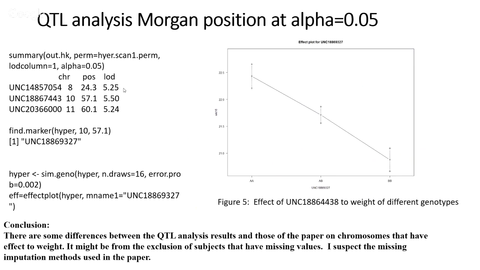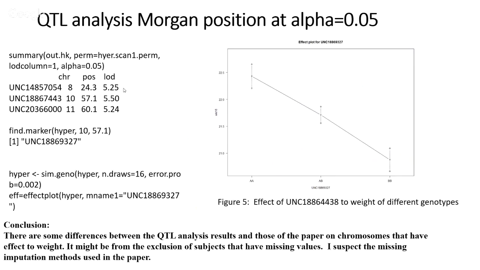And we use the simulate genotypes function with the error probability 0.02, the same as the paper, and we can see the effect plot. From figure 5, we can see the marker's effect on the weight is clear from the 95% confidence interval. The gene has a statistically significant effect on the weight.